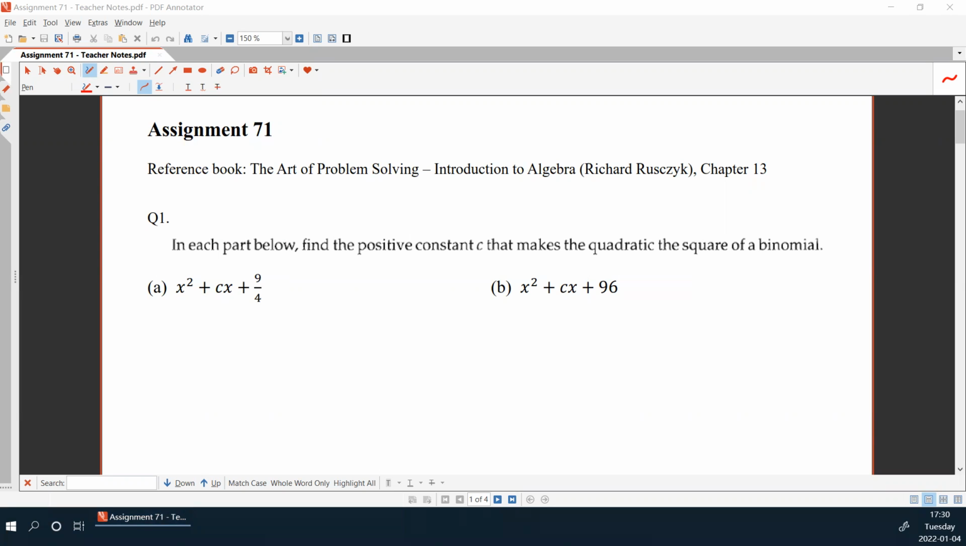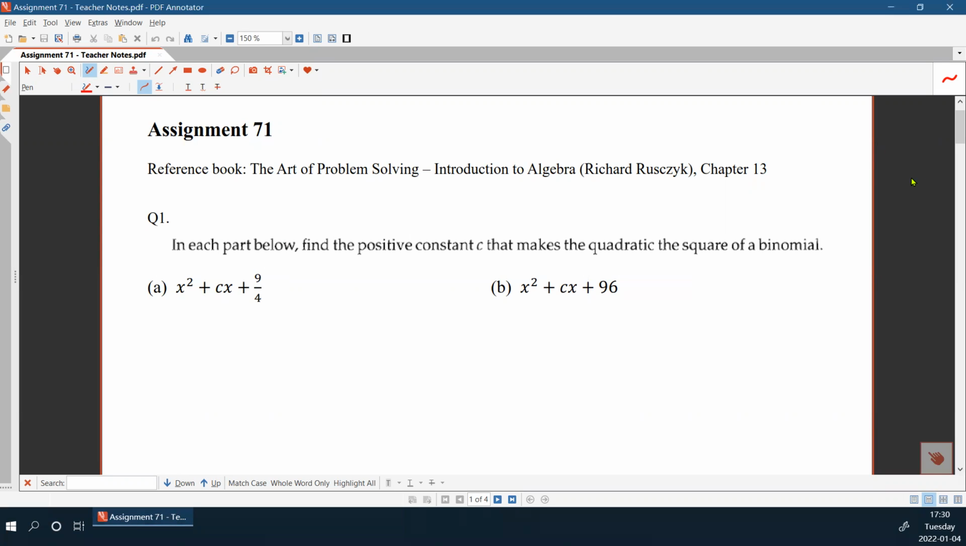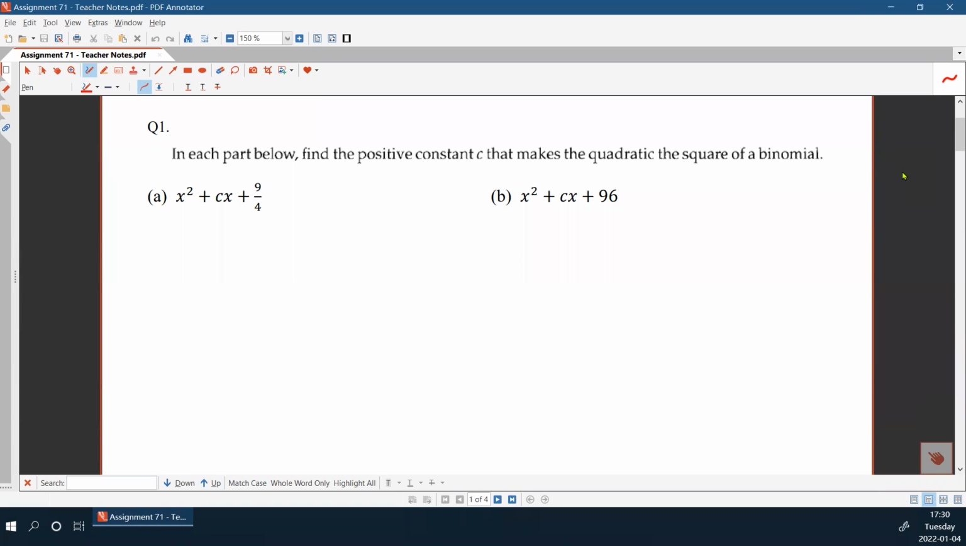All right, let me give you the solutions to assignment 71. Okay, question 1. In each part below, find the positive constant c that makes the quadratic the square of a binomial.